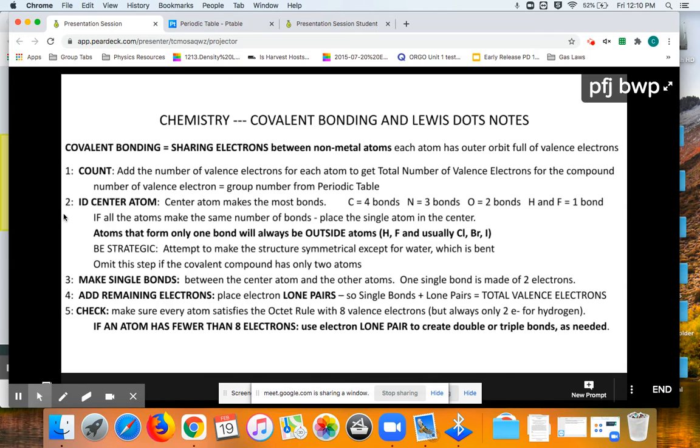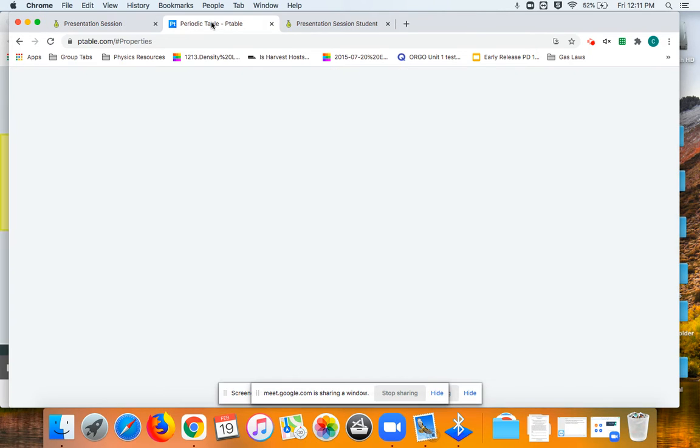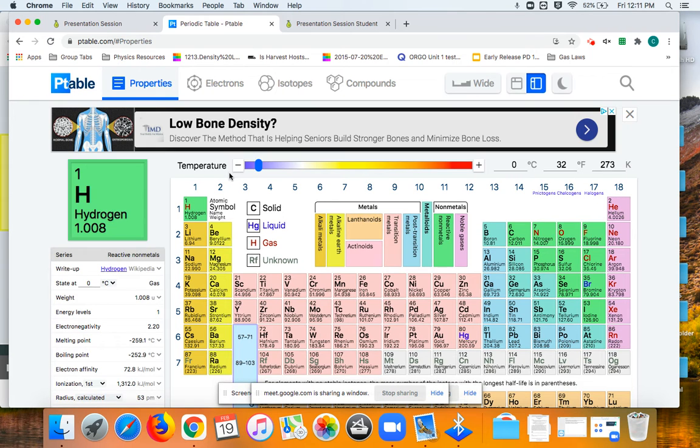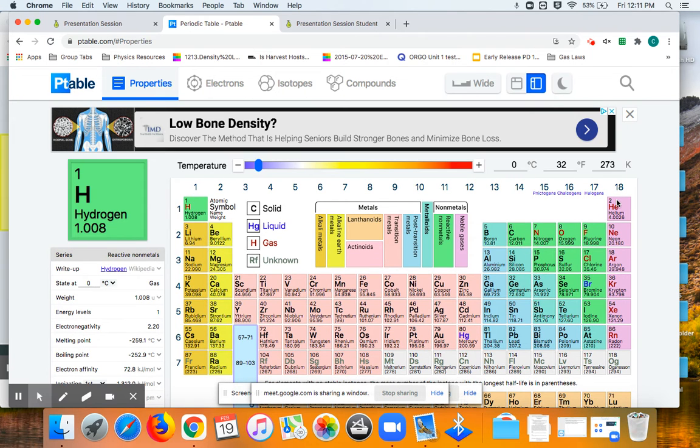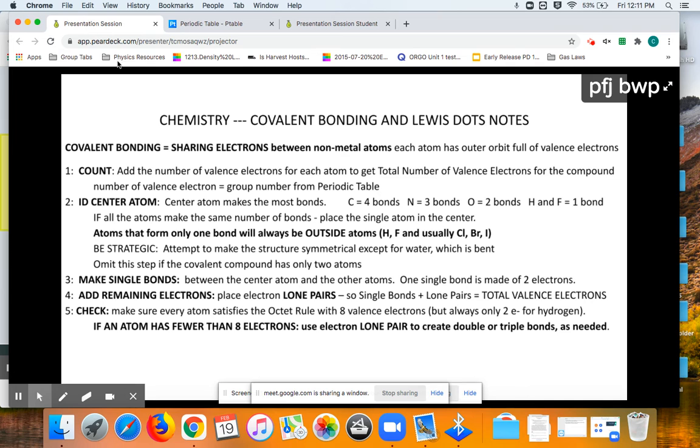Okay, so these 5 steps are the steps that we use in order to draw these things. The first one is to count. So you add the number of valence electrons for each atom to get the total number of valence electrons for the compound. And that corresponds with the column that it is on in the periodic table. So basically we did this yesterday and many days. You find your element, you find what column it is in, that's how many valence electrons it has, and then you add them all up.